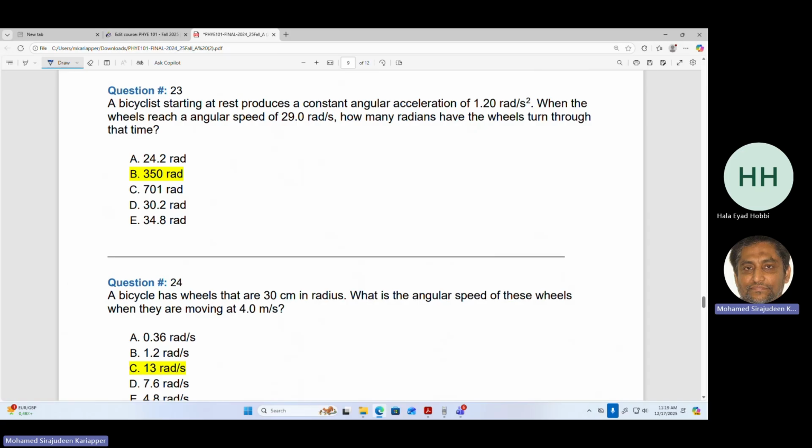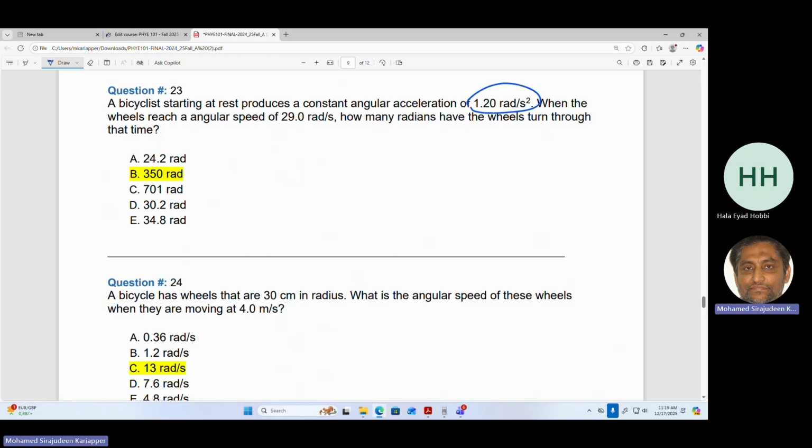Number 23, a bicyclist, starting at rest produces a constant angular acceleration of 1.20 radian per second squared. Then the wheels reach an angular speed of 29 radian per second. How many radians have the wheel turned through in that time? Okay, so here we have angular acceleration.